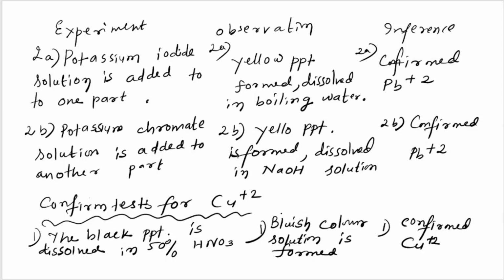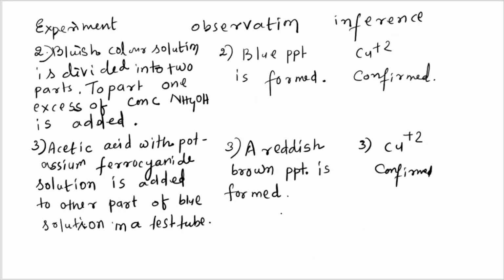So now the confirm test for Cu +2. After you see that the black precipitate is soluble in 50% nitric acid, it gives a bluish color. In lead you observe a colorless solution, and here it is a bluish solution, which indicates confirm Cu +2. But now you should do that test. The bluish solution is divided into two parts. When 50% nitric acid dissolves it, it gives a blue solution, and it is divided into two parts.